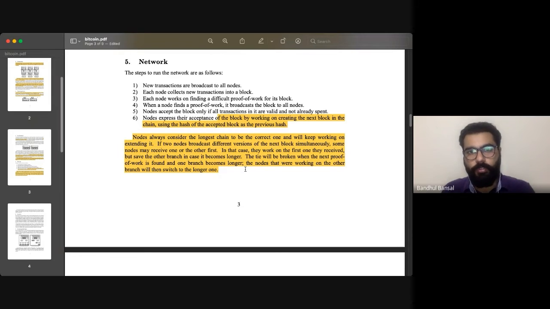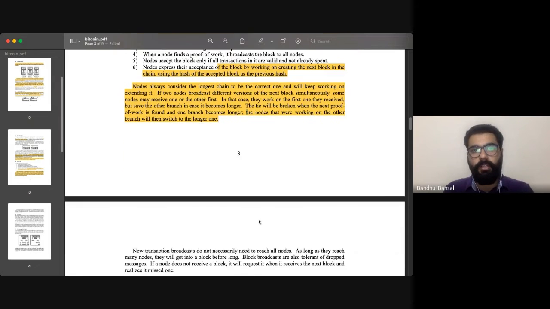Here Satoshi also says the nodes that were working on the other branch will then switch to the longer one. So whatever nodes were working on the other branch that was created due to simultaneously sending two blocks at a time, right? Due to that, when there were two chains created, the longest one will win, right? The longest and the quickest one will win, and all the nodes will then accept those blocks and start working on that particular chain.